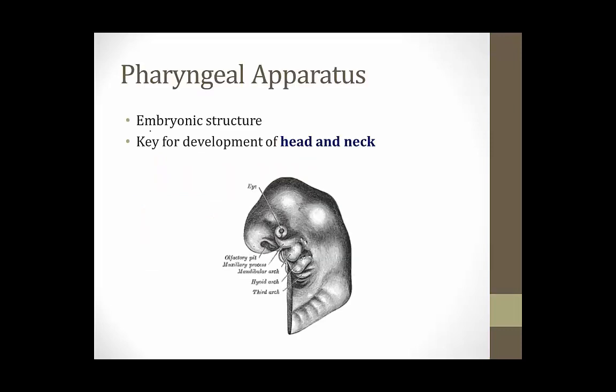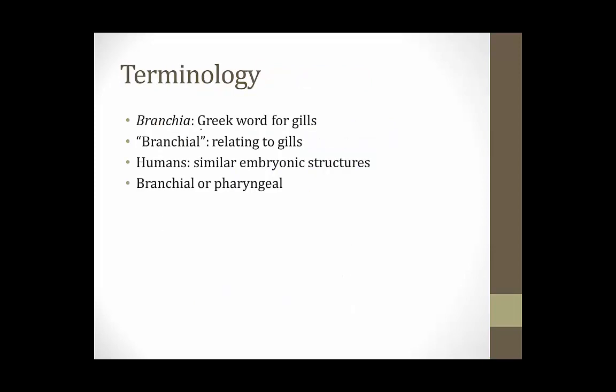The pharyngeal apparatus is an embryonic structure that is very important for normal development of the head and neck. If you look at this picture of an embryo on the screen here, it's very easy to identify these bumps that are evident below the future eye. Those bumps are the pharyngeal apparatus, and they are going to grow into a number of important structures in the head and neck. Let me pause and briefly mention some terminology.